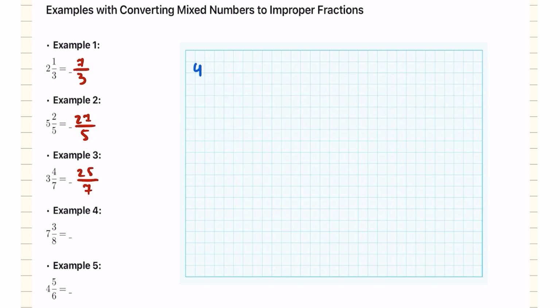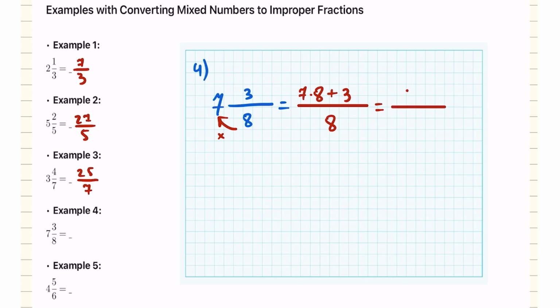Then, fourth one, we have 7 and 3 over 8. Multiply 8 by 7. 7 by 8 plus numerator, the top part, and the bottom part stays the same. Now we need to simplify this. 7 times 8 is 56 plus 3 over 8. And the final answer is 59 over 8. That's the answer. 59 over 8.